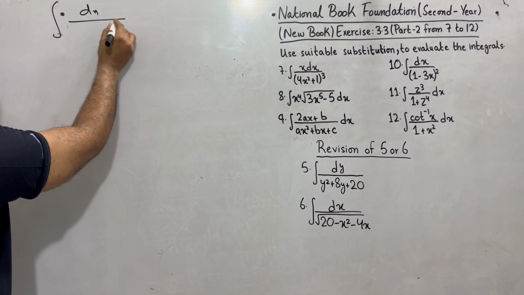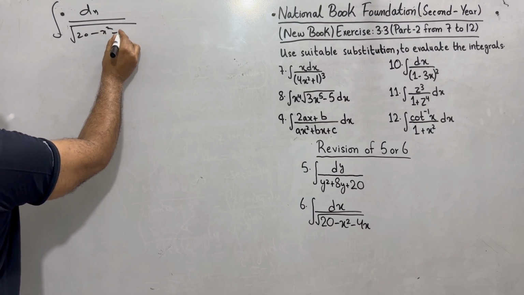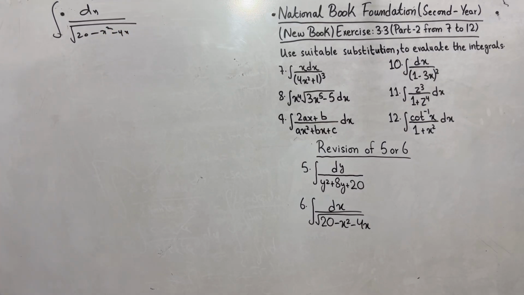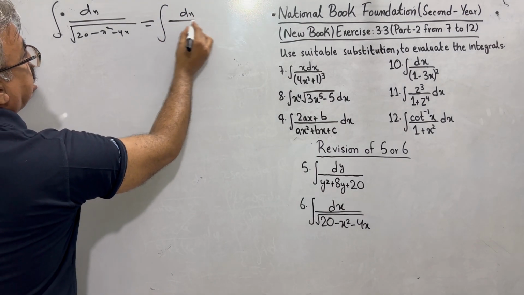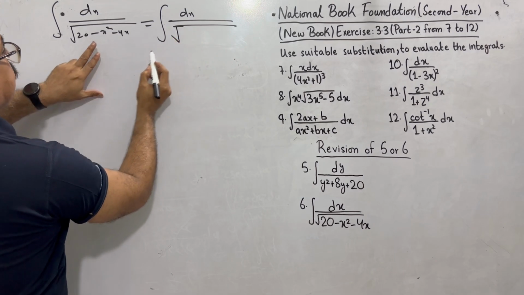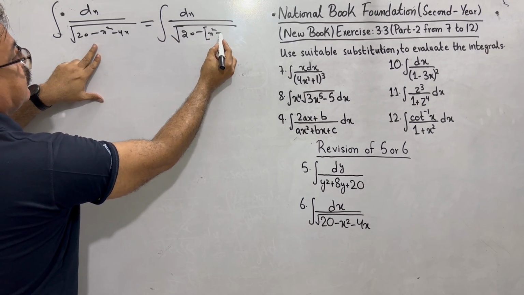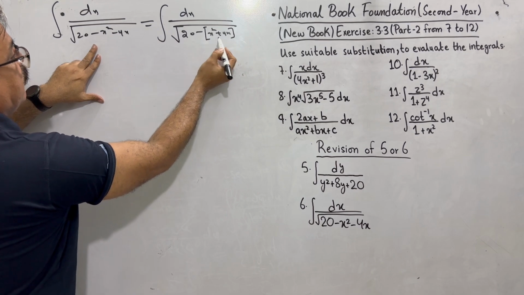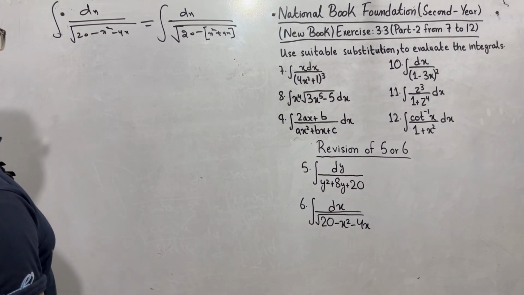Integration dx over the square root of 20 minus x square minus 4x. Look, function derivative is not a situation here. So try to make a perfect square term in the square root. There is 20, leave it. Taking minus common, we have x square plus 4x. If I had taken x common, then there is no perfect square type strategy.